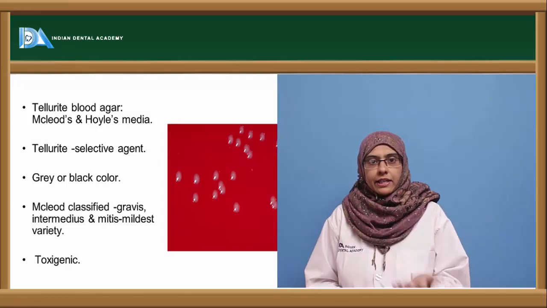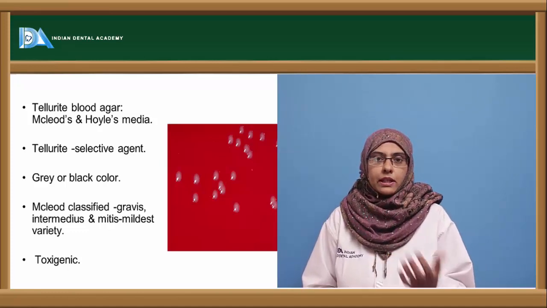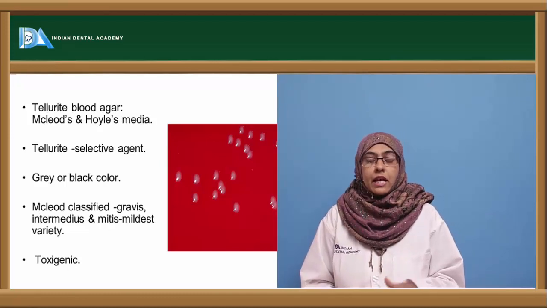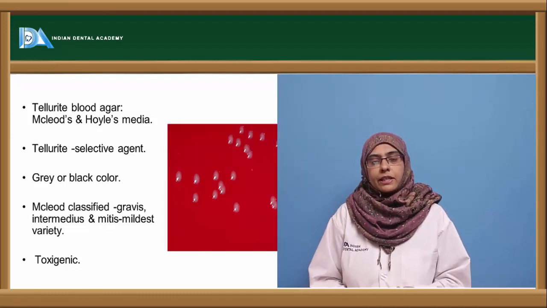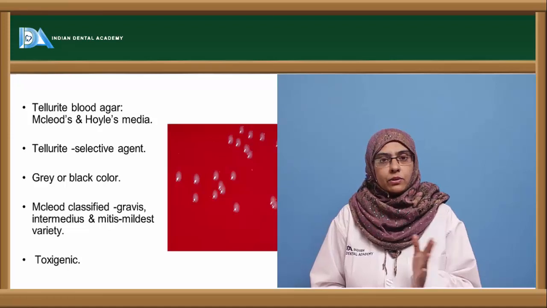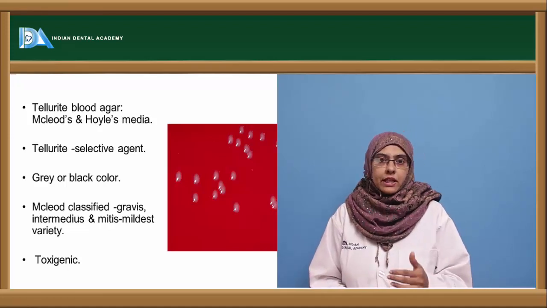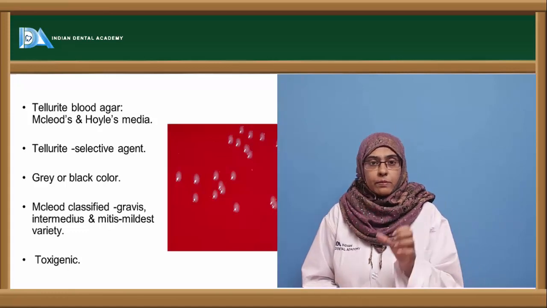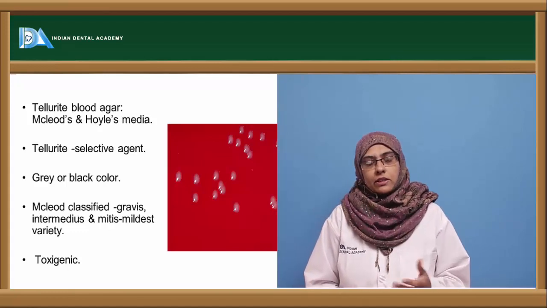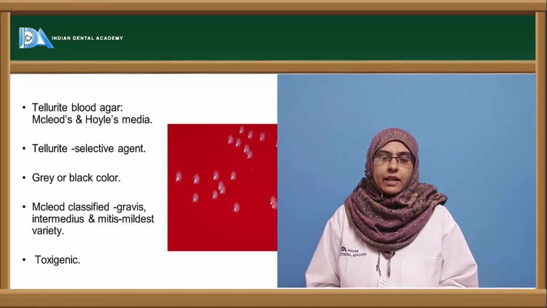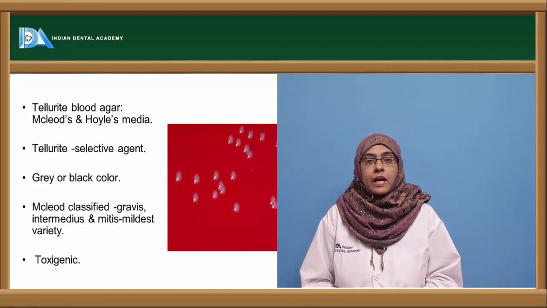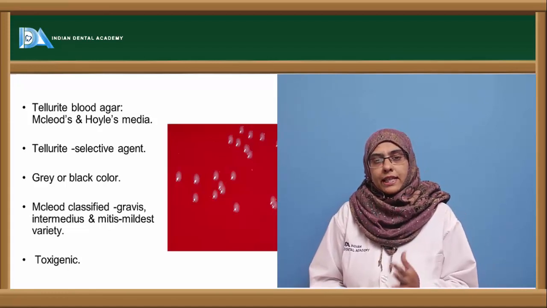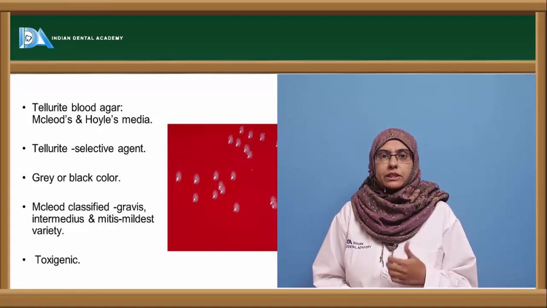Mcleod identified the organism on tellurite and classified the organism based upon its pathogenic characteristics. The organism has the ability to convert the tellurite to metallic tellurium, which gets incorporated into the organism, giving them a grey or black color. So the presence of grey or black colonies on a tellurite media helps us to identify it as Corynebacterium diphtheriae.